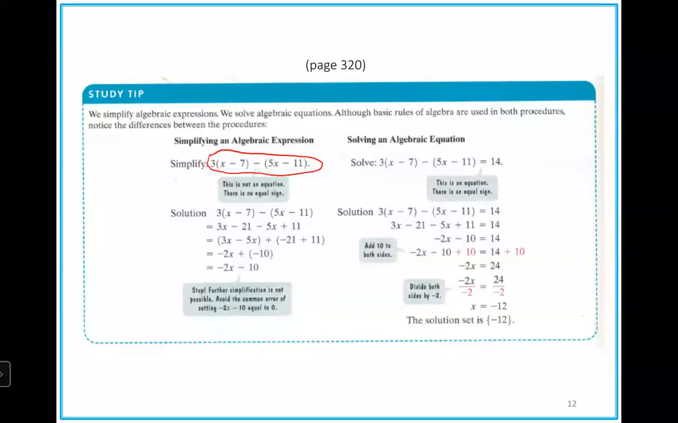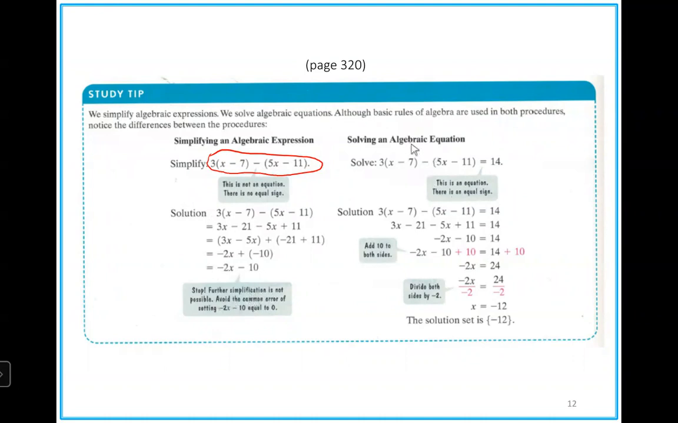Okay, so this first one is just an algebraic expression. So when you have an algebraic expression, the most you could do in an algebraic expression is to simplify it by bringing the like terms together. So when you finish this, you don't get anything to say x equals. You just reduce it to the lowest term, simplify it as far as you could go.